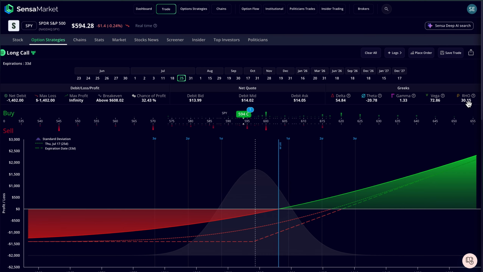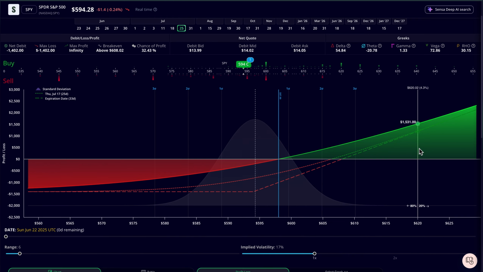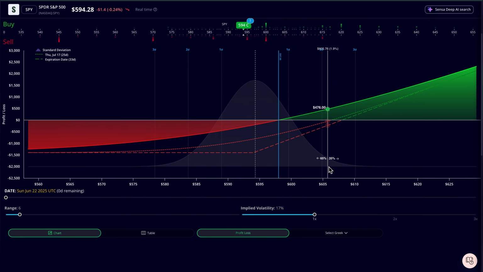Rho measures sensitivity to interest rates. If interest rates rise by 1% and rho is 30.15, your option value increases by $30.15. This is not super important for short-term trades, but can matter in long-term positions.